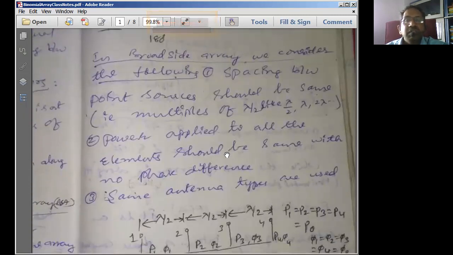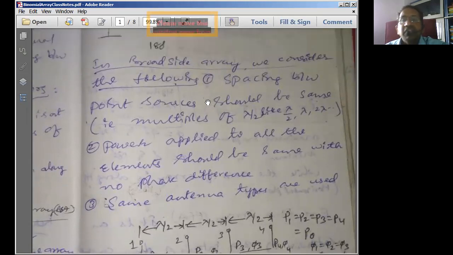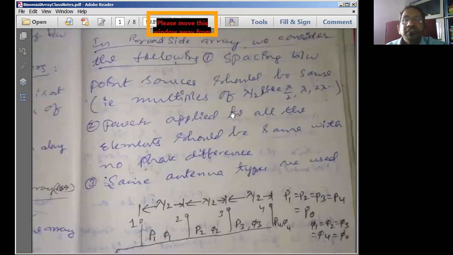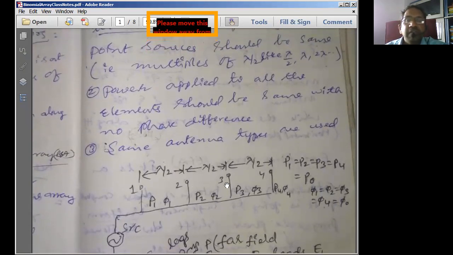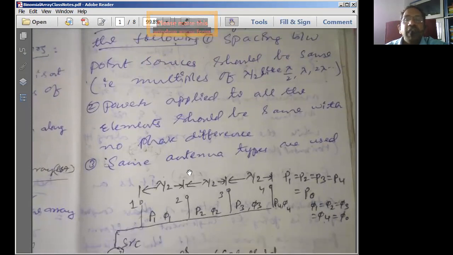Now, what are the points that have to be satisfied whenever we want radiation like this, which is normal to the axis of the array? Compulsorily it has to follow three basic conditions. The first condition is that the spacing between the antennas is going to be the same, that is lambda by 2, lambda by 2, lambda by 2. It all depends on our practical application. If you take lambda by 2 as the spacing between two antennas, all the rest of the antenna spacings also should be of the same value.